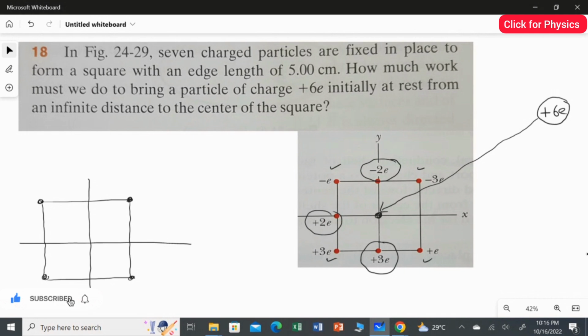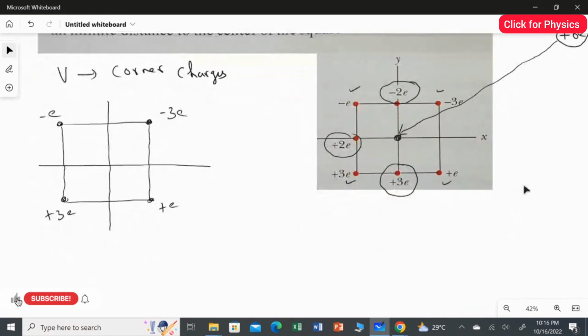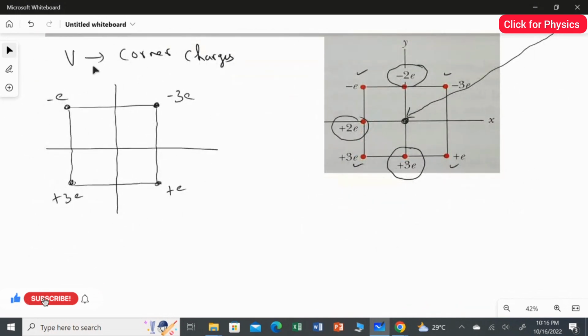So for calculating this work, I am going to split this diagram into 2 parts. First of all, I am going to calculate the potential for corner charges. What are the corner charges we have? Minus E, minus 3E, plus 3E, and plus E. So these are all the corner charges. For this, I'm going to find the potential for the corner charges. And after that, I'm going to find the potential for the middle charges.